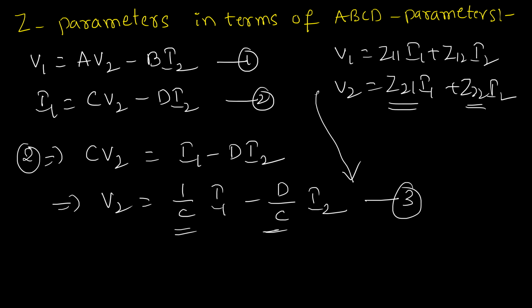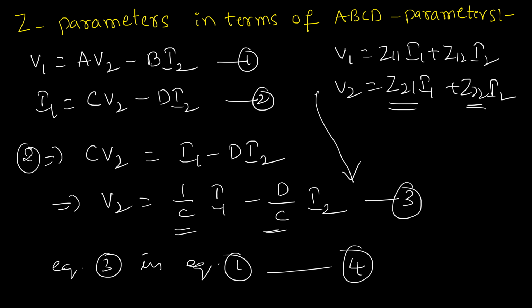Now you substitute this third equation in equation 1, and call the resultant equation 4. Now compare this fourth equation with the standard equation for the Z parameters, that is the first equation, V1. There you get the expressions for Z11 and Z12. So you do it, and if you don't get the relations then I'll get back to you. Directly I'm writing the relations so you can verify.